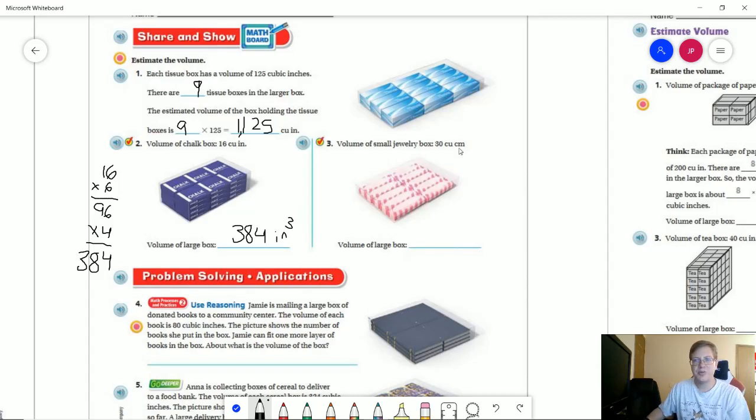And then for number 3, we're working with 30 cubic inches times 10 of these little tiny boxes. And so that one's probably the easiest one. We would end up with 300 cubic centimeters.